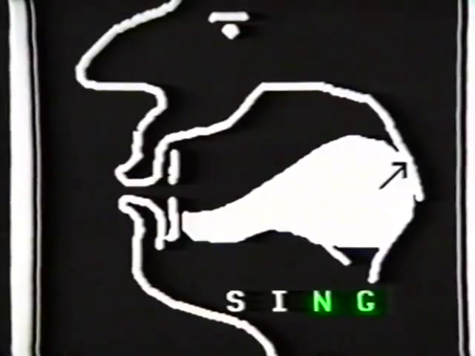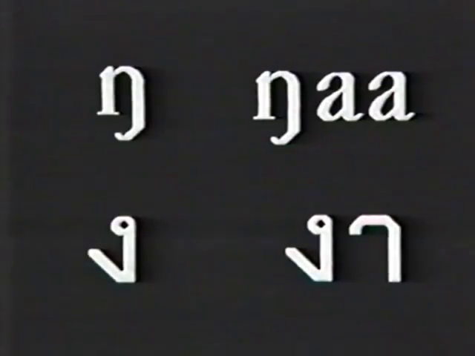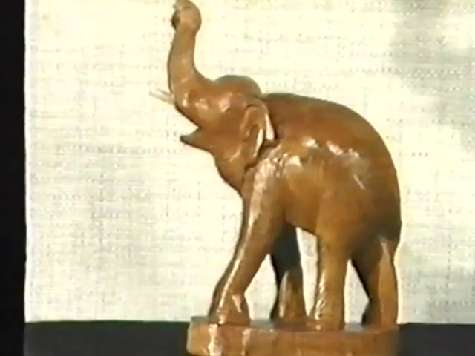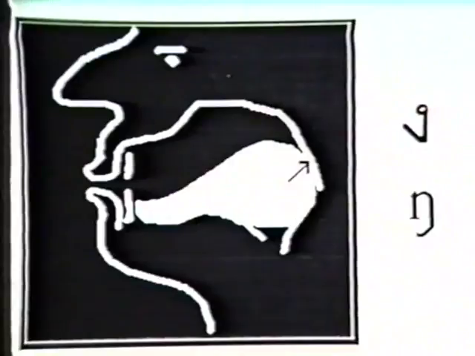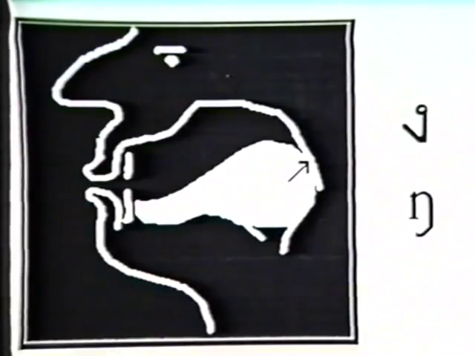The ng sound, as in sing, is treated as a single unit. In English, this sound only occurs at the end of syllables, but in Thai, it can also be at the beginning. This sound is called a velar nasal. You use the back part of your tongue to make contact rather than the tip.